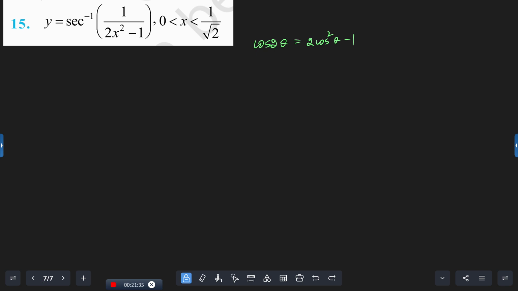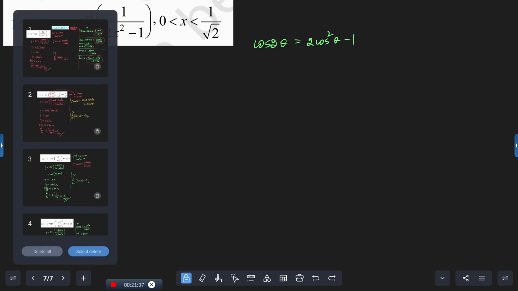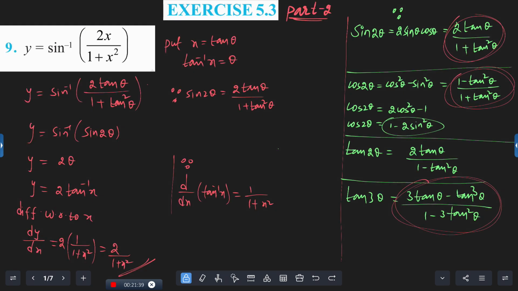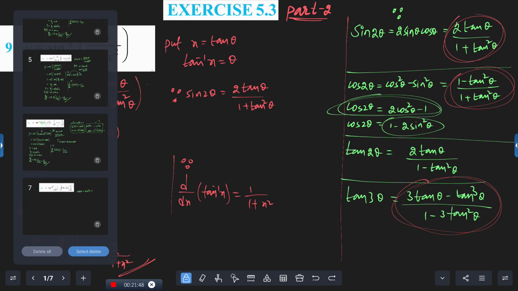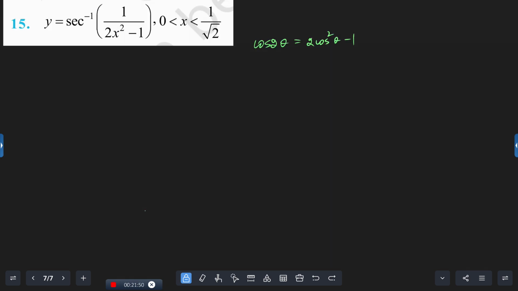From the first page I am taking the formula we have here. So this one I am going to use, children: cos 2 theta equal to 2 cos square theta minus 1. That's it. Let's go now to simplify this. So this x must be what then? Cos. So let x be assumed as cos theta.